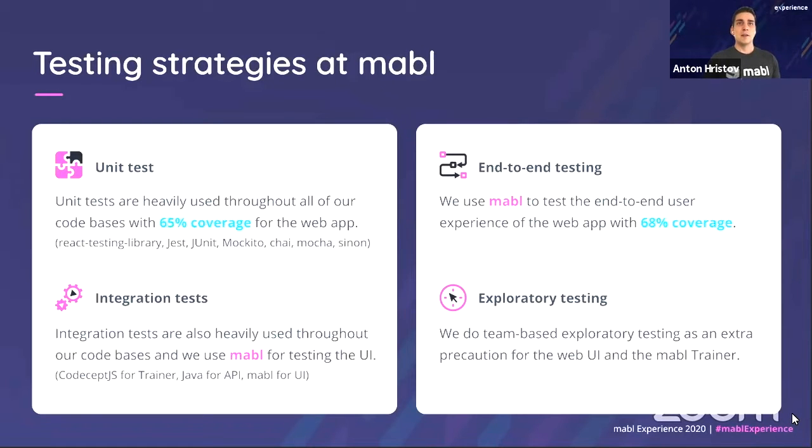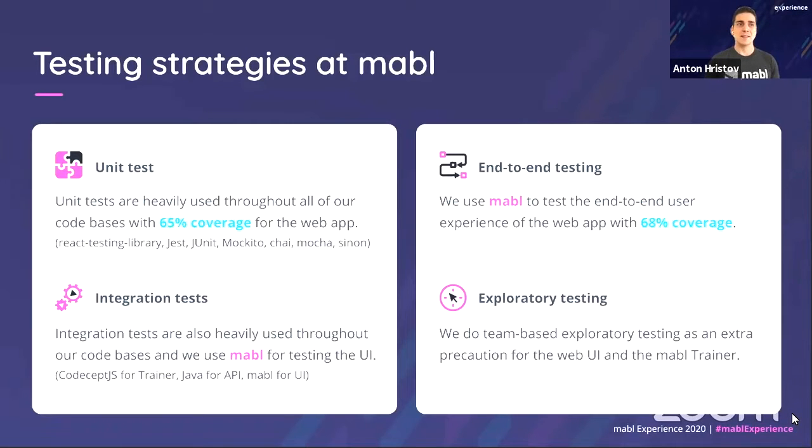Having unit tests in place, we move on to the integration tests. For the mabl web app, we use mabl to create integration tests that test various paths within the app, such as the login flow, which is a simple integration test. Other aspects of the code base, such as the mabl trainer, which is a Chrome extension, use a tool called CodeceptJS to create integration tests. And for our API, we currently use Java to write some integration tests.